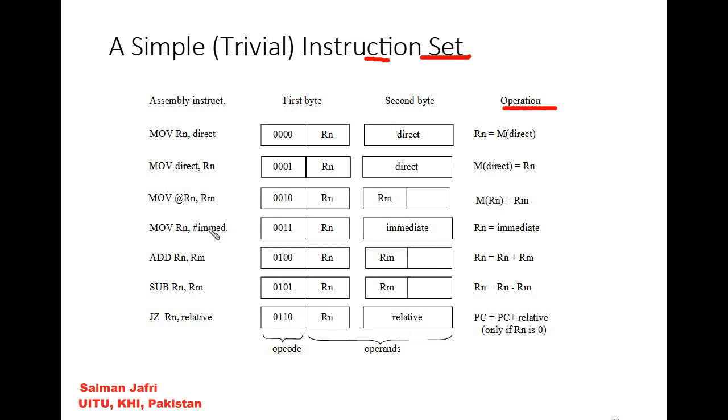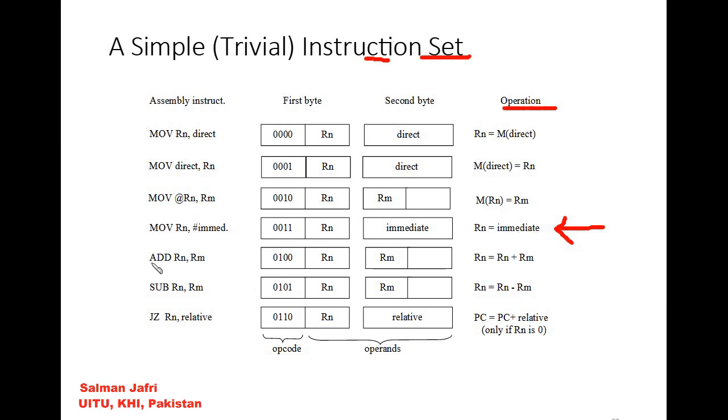Then we have the immediate addressing mode instruction, move Rn comma pound sign immediate. So basically the immediate value is transferred into the register Rn. And as we know, immediate addressing mode instructions are the fastest instructions to execute. Register to register instruction or register to immediate instruction are the fastest instructions.